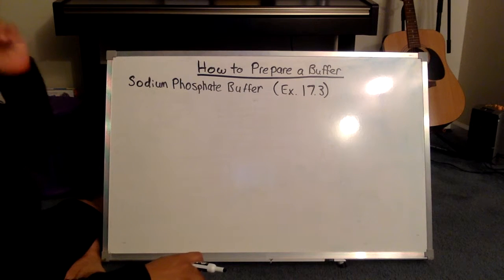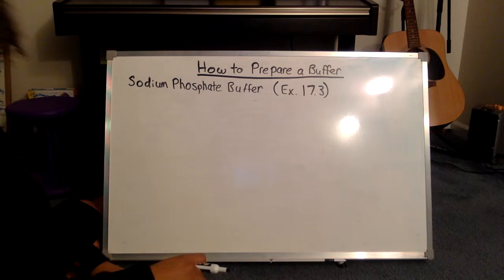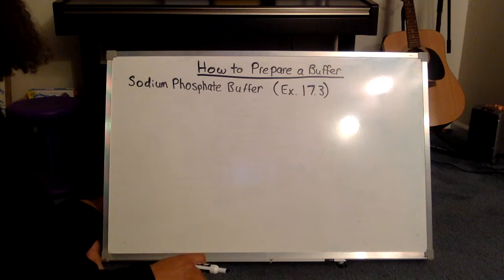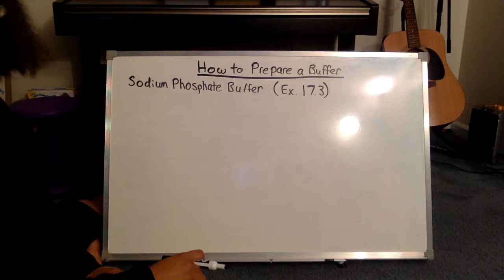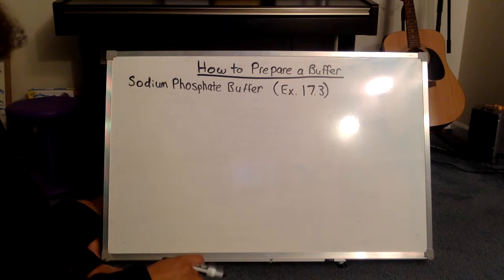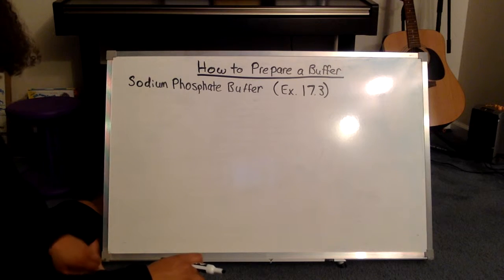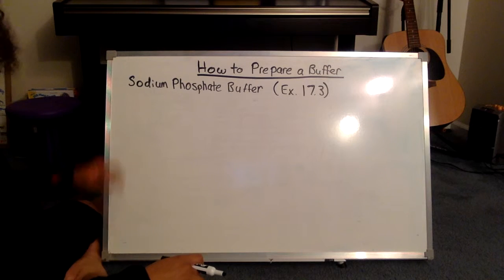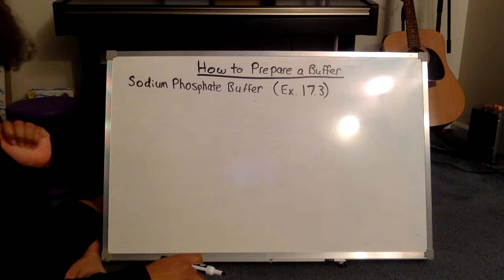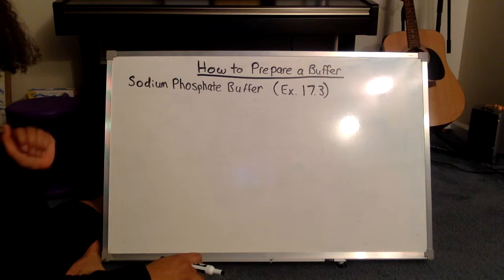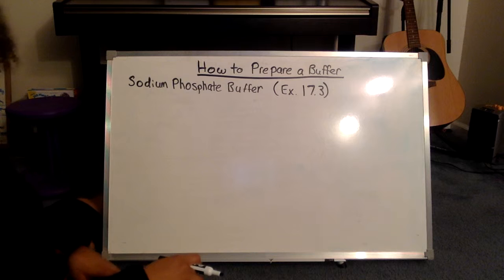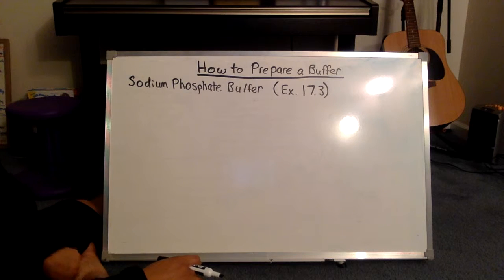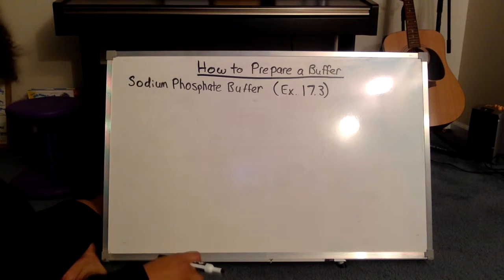So the first one is how to prepare a buffer. For example, sodium phosphate buffer, which is an example in your book, example 17.5 that I'm going through. Now, this is useful because a lot of times, especially as biologists, you're going to need to make a buffer. You're going to need to make sodium phosphate buffer, for example, which is a version of PBS. And I say a version because there's some other stuff that's involved in there. But since you've always wanted to know that, we're going to go ahead and talk about that.